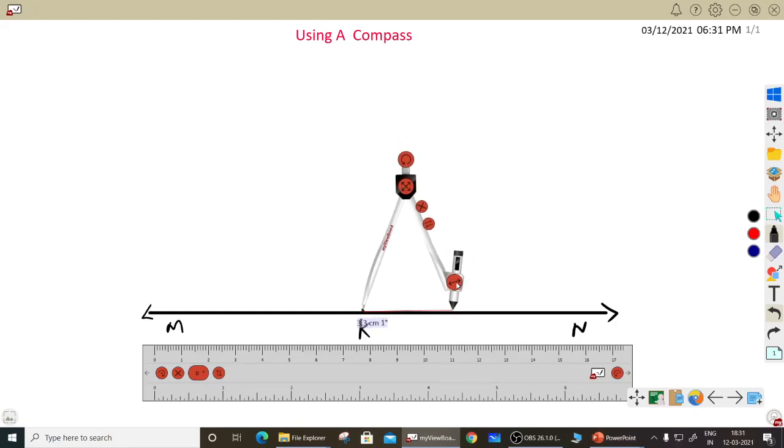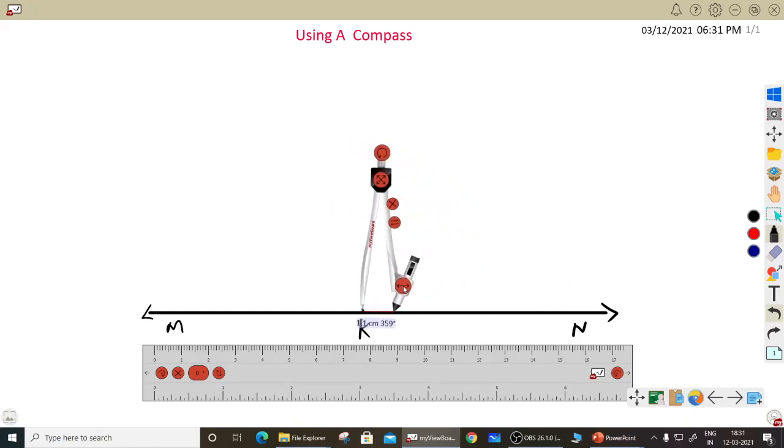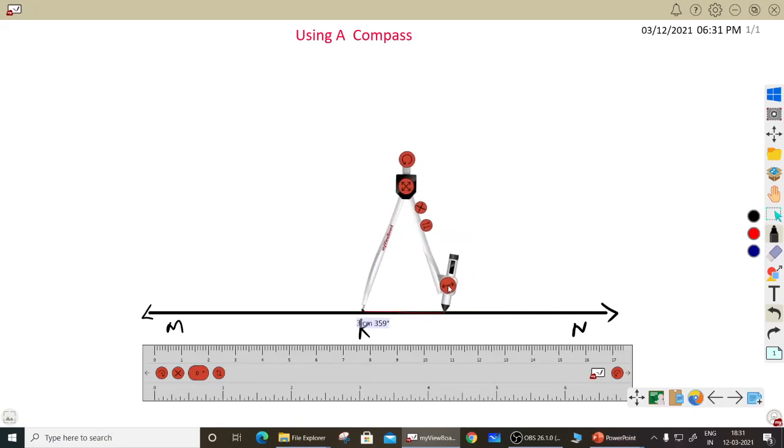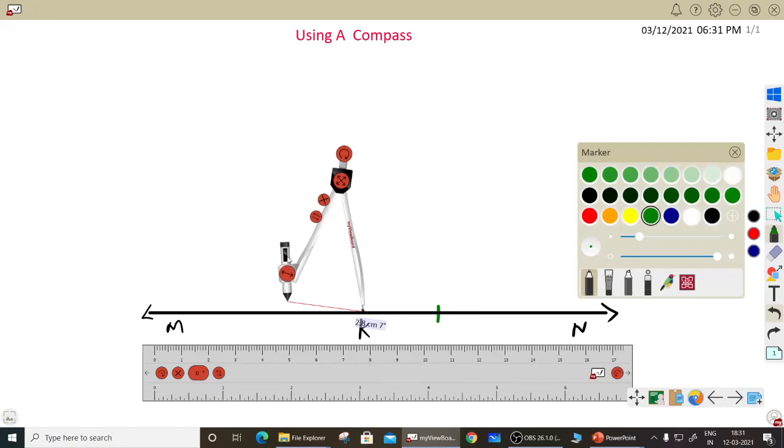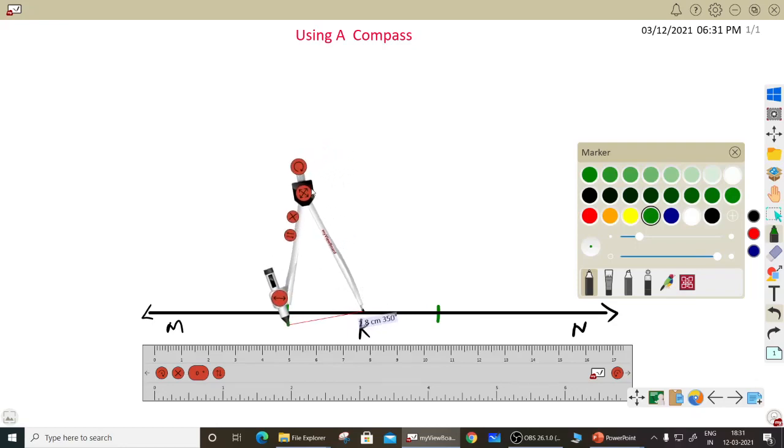The compass is fixed at K, and take a measurement of your choice, any measure. Don't make it so big because it will go out of the page or out of the screen. A particular span you can take of your choice, and you will be marking on both sides here, and you will turn the compass and mark here. Simply put an arc.